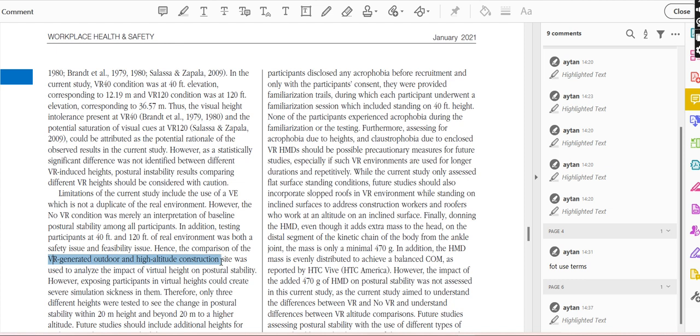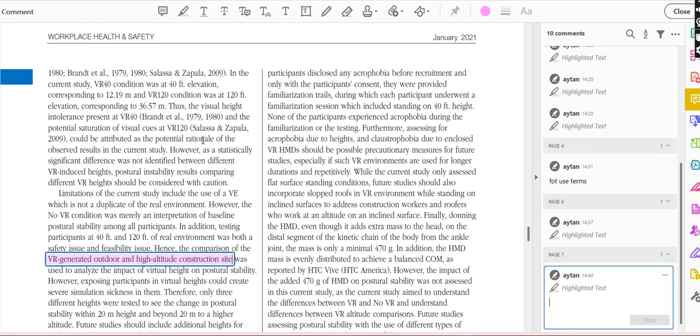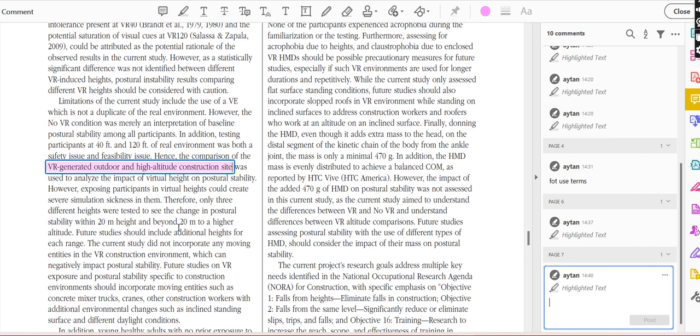However, exposing participants in virtual heights could create severe simulation sickness in them. Therefore, only 3 different heights were tested to see the change in postural stability within 20 m height and beyond 20 m to a higher altitude. Future studies should include additional heights for each range. The current study did not incorporate any moving entities in the VR construction environment, which can negatively impact postural stability. Future studies on VR exposure and postural stability specific to construction environments should incorporate moving entities such as concrete mixer trucks, cranes, other construction workers with additional environmental changes such as inclined standing surface and different daylight conditions.